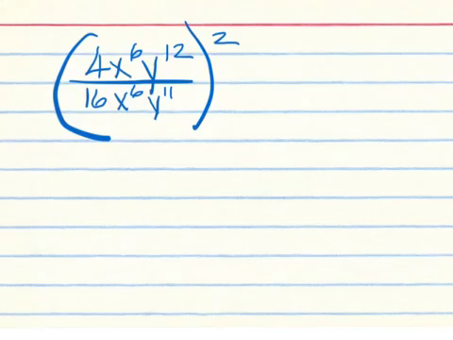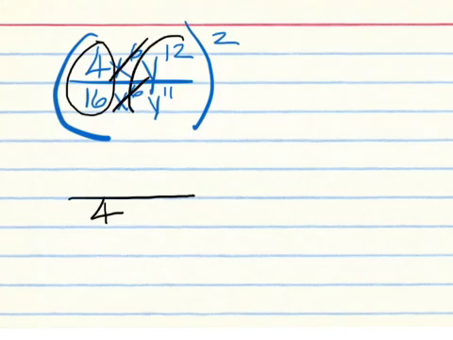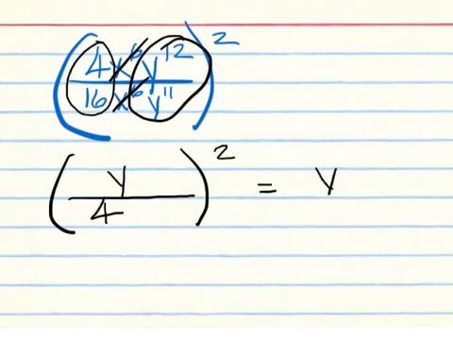Solution for the practice is to start with this fraction first and reduce it to 1 over 4. Just put a 4 on the bottom for right now. X to the 6th over x to the 6th completely cancels out. And then you're left with y to the 12th over y to the 11th, which is just y on the top. Square everything to get y to the 2nd over 16.